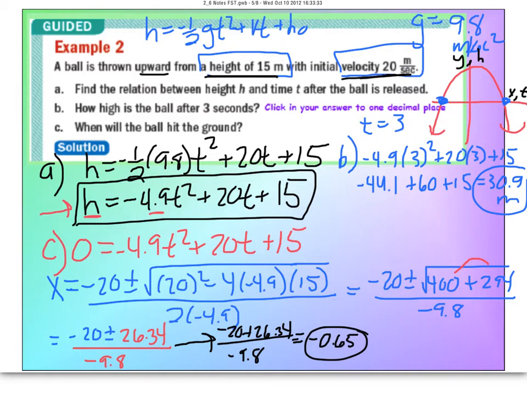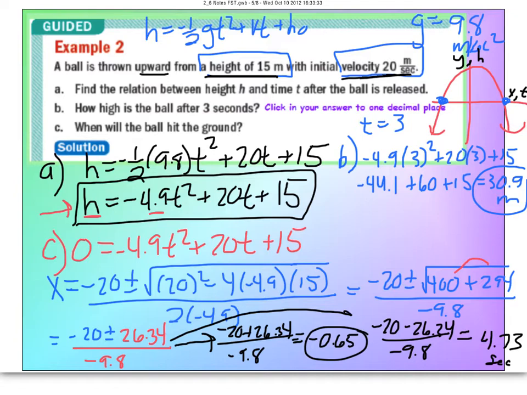So when we do the other one with subtraction, let's do the second split on that. It's going to be negative 20 minus the 26.34 over negative 9.8. Combine the top to be negative 46.34, then divide by negative 9.8. And what you're going to get is 4.73 seconds, which is the only viable answer here. The negative time did not make sense.